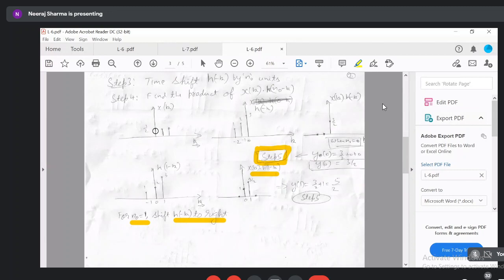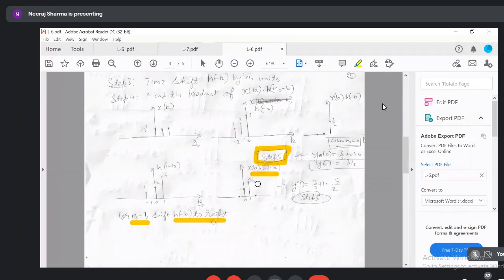For k equal to 0, x0 will be multiplied by h1 minus k. That is, the zeroth sample of this sequence will be multiplied by the zeroth sample of h1 minus k. So 2 multiplied by 1 by 2 is 1. Then 1 by 2 multiplied by 3 is 3 by 2. Then 1 by 2 multiplied by the next sample, which has 0 magnitude, is 0. Here we have 0 magnitude, so 0 multiplied by 1 will be equal to 0 for k equal to -1.